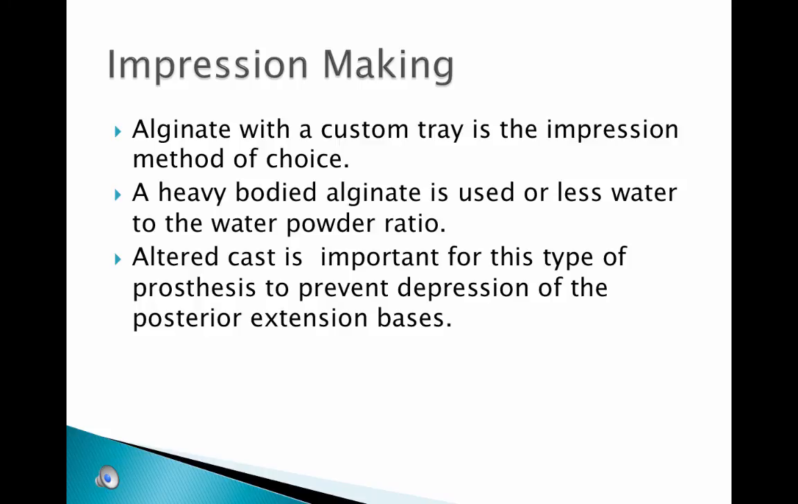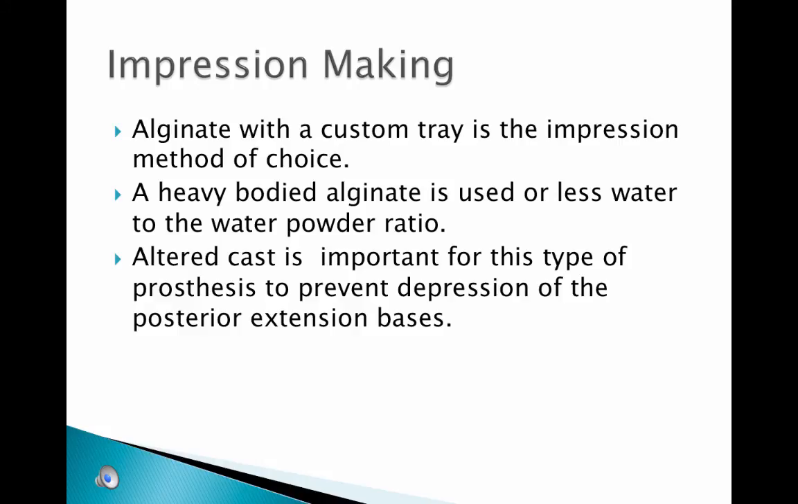Alginate with a custom tray is the impression method of choice. Often, resorption of the bone has taken place around the remaining natural teeth, and rubber base or polyvinyl siloxane get caught too easily into the embrasures, making it almost impossible to remove the impression without tearing it. You need to get a good impression in the labial vestibular area, so it's suggested that a heavy-bodied alginate be used for this, if it's available, or less water to the powder ratio in order to obtain a viscous material for your impression. This helps to get a really good impression of that labial or buccal vestibule.